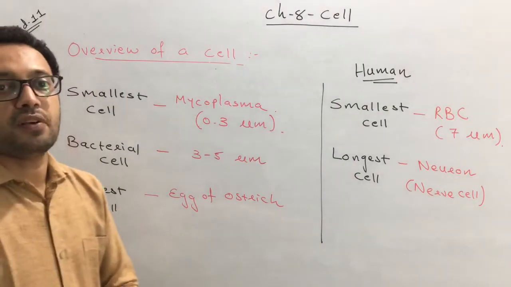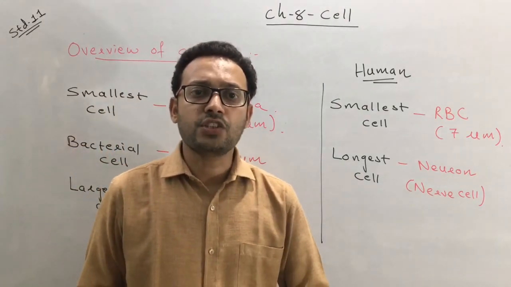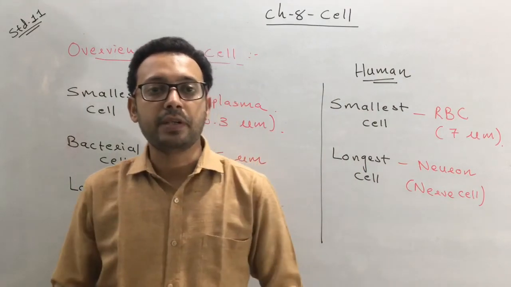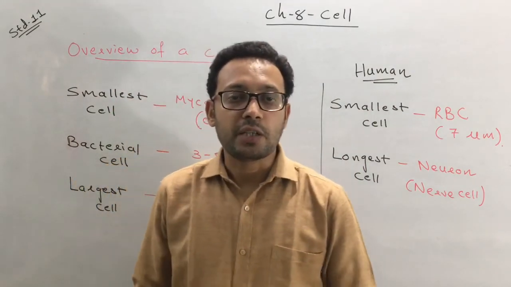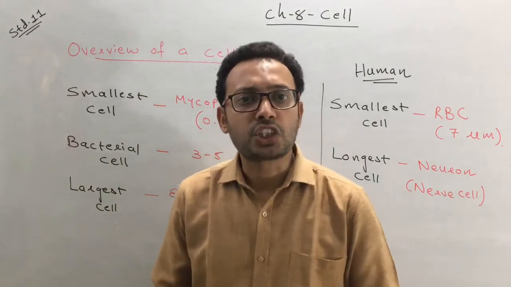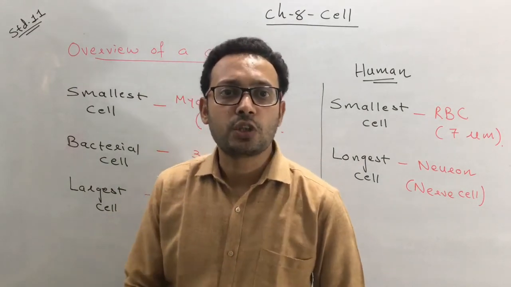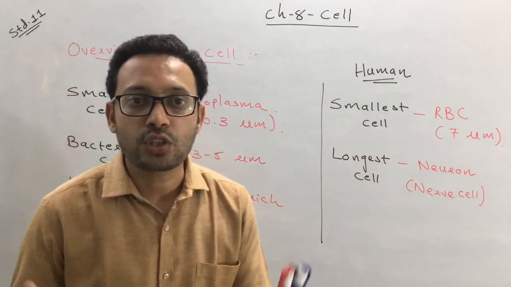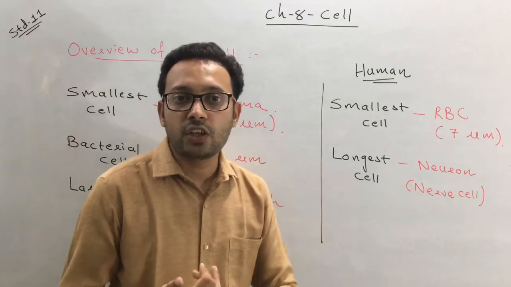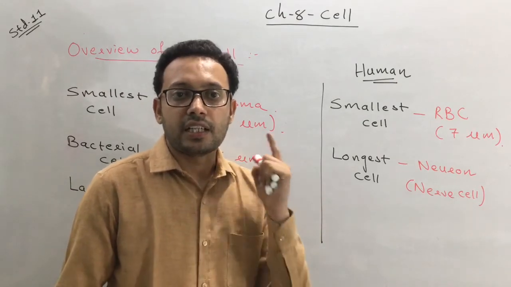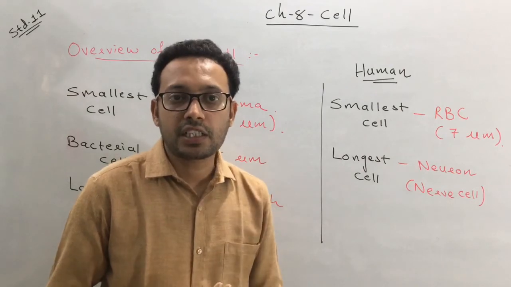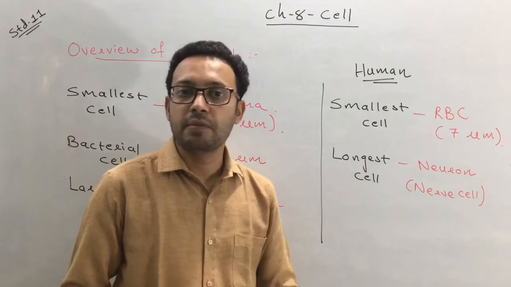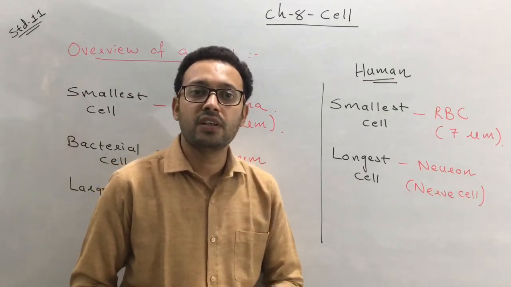Now regarding the shape of a cell, what are the different shapes? Usually the cell I have drawn is spherical in shape, but it may also be oblong, oval, polygonal, disc-like, or thread-like. These are the different shapes of a cell. So these are the different shapes of cell.